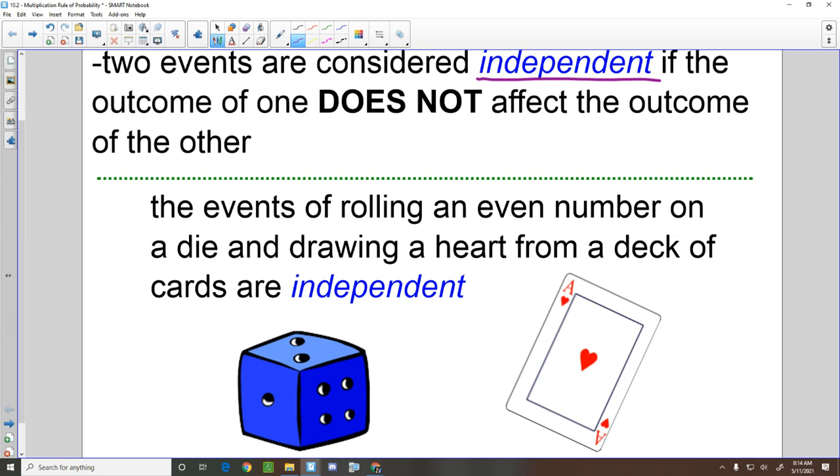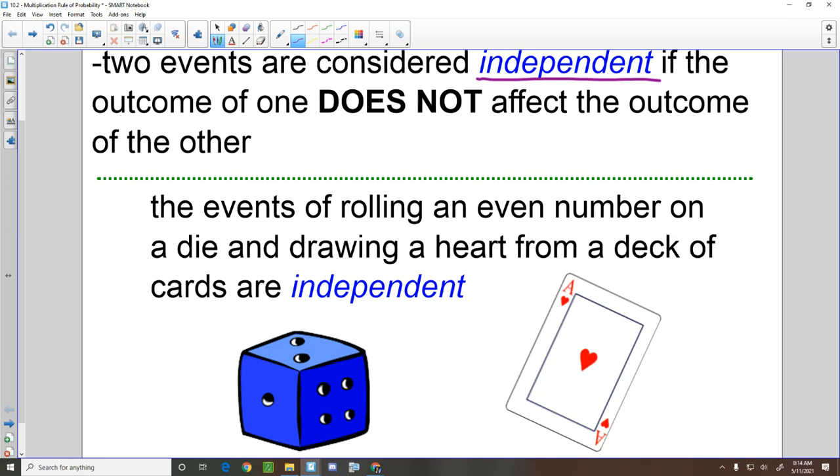Now, if I roll that die, depending on whether I get an even or an odd number, is that going to change the probability of me drawing a heart from the deck of cards? Does rolling this die have any effect whatsoever on that card selection? Is it going to increase or decrease the chances that I would draw a heart? No, not at all. It's not related at all. They're completely separate events. They are independent from each other.